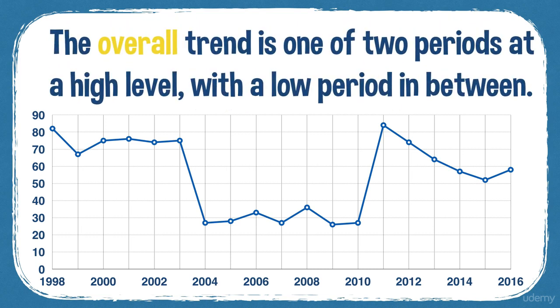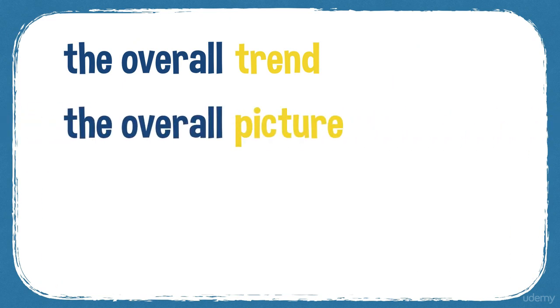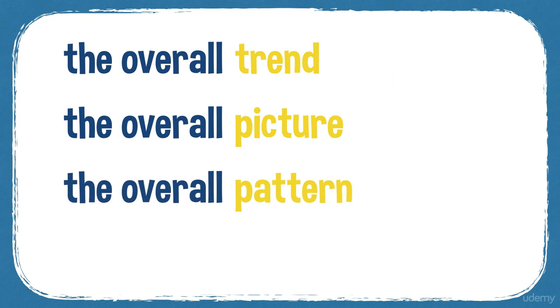The overall trend is one of two periods at a high level with a low period in between. So you're talking about the big picture, the whole graph. The overall trend is a common collocation. The overall picture. The overall pattern. So they're all using overall here as an adjective.